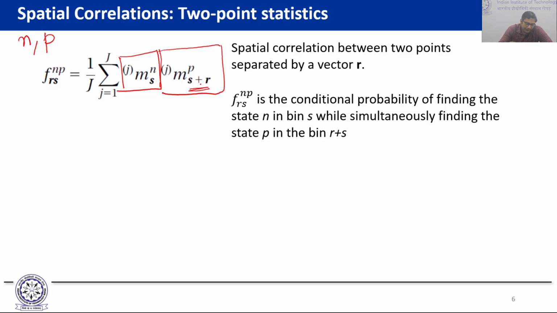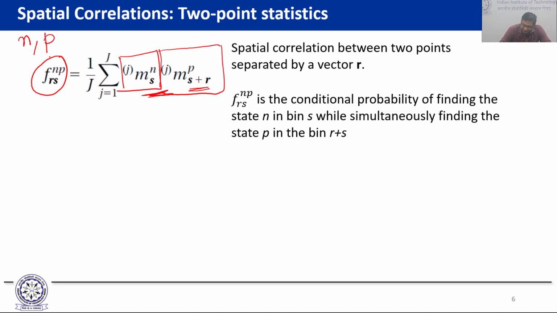Now you also can see, because we are taking a product of 2 microstructure functions, this term that we have defined over here, FNP RS, is nothing but the conditional probability of finding the state N in the bin S while simultaneously finding the state P in the bin R plus S.